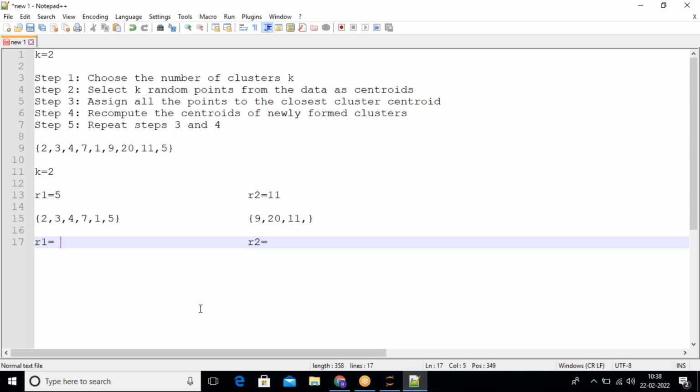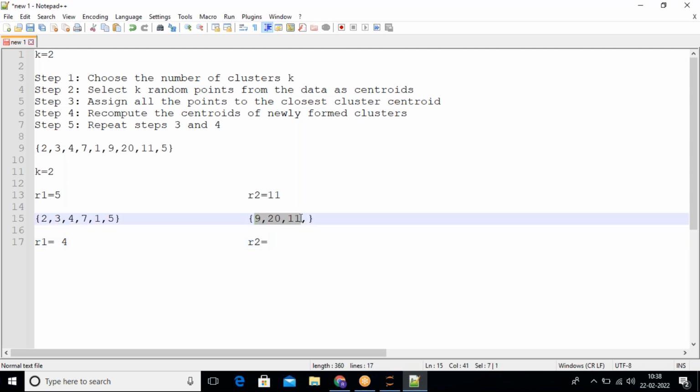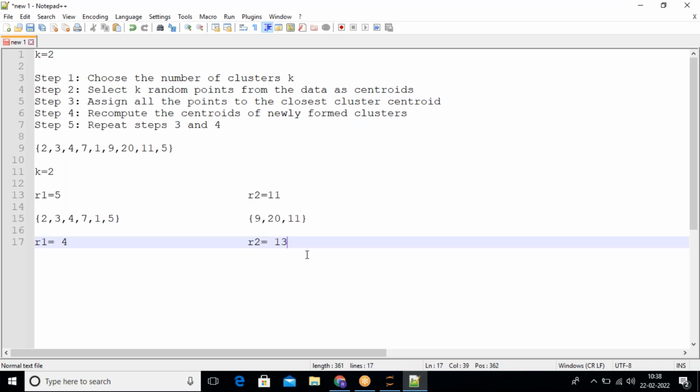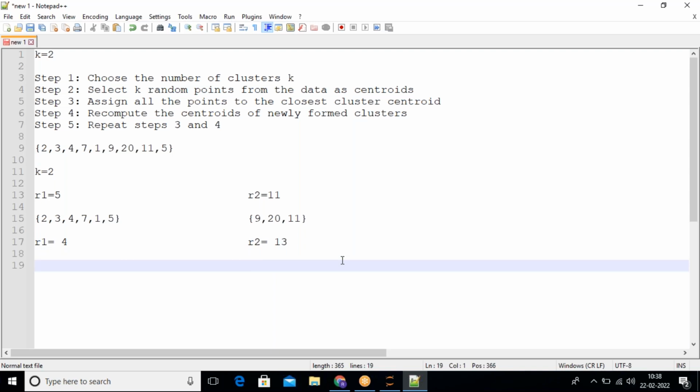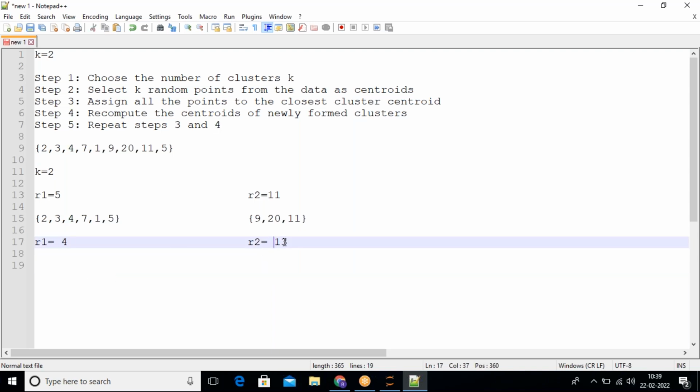3.6, something like that. Can we consider it as 4? Yes, sir. And here we have 9 plus 20 plus 11. Add these and divide by 3, since we have 3 numbers. Sir, 13.33, which means 13. Okay. So again here the value is 4, and here it is 13.